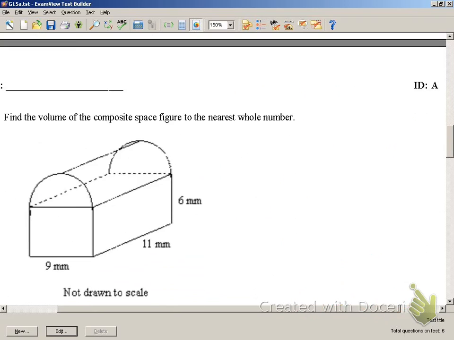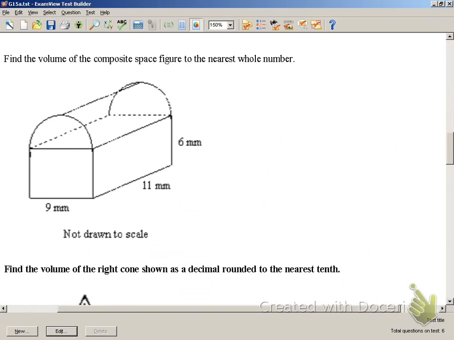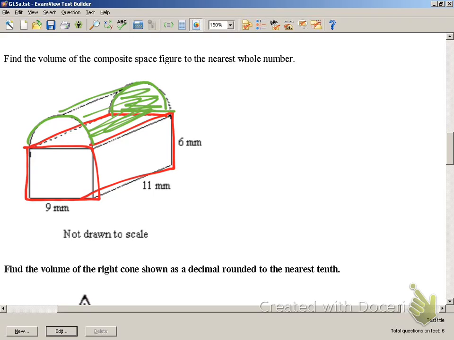Find the volume of the composite shape figure or space figure to the nearest whole number. Anytime you have composite figures, you need to separate them into the different shapes that you have. First of all, we have this prism right here, tracing it out. Then we have this half of a cylinder. Notice I said half, that's very important. All of this up here is half of a cylinder. Alright, so we've got two different ones. Volume for a prism and volume for a cylinder.